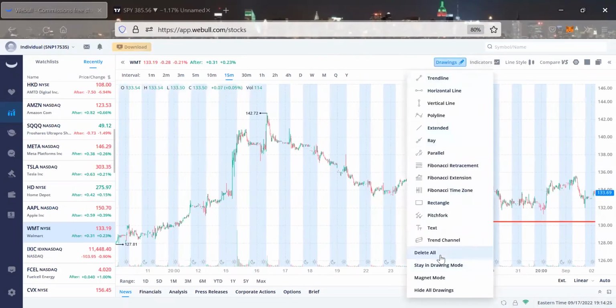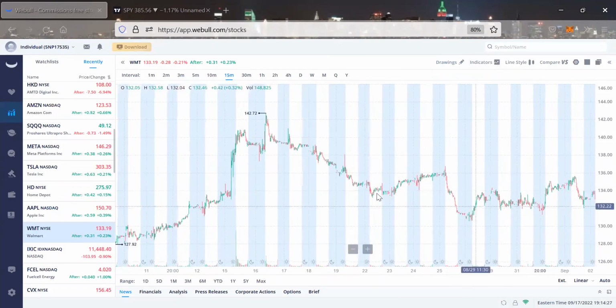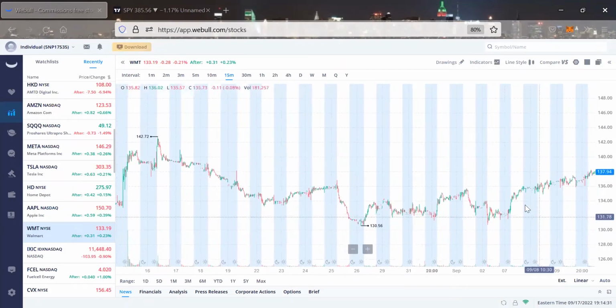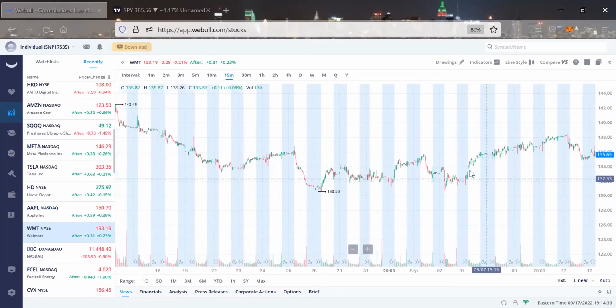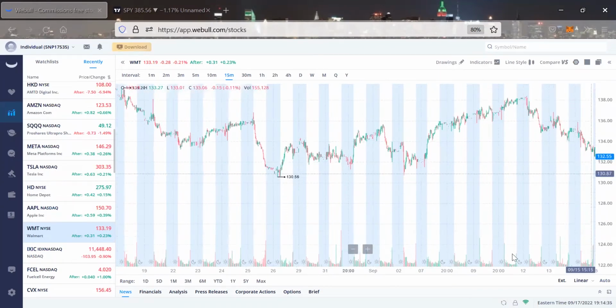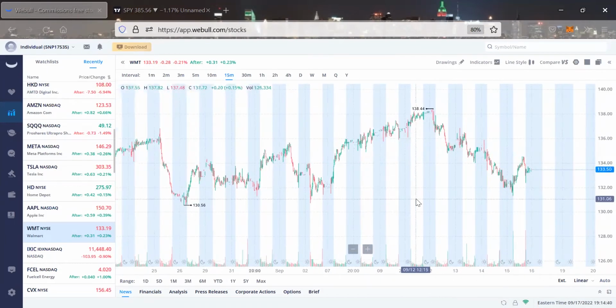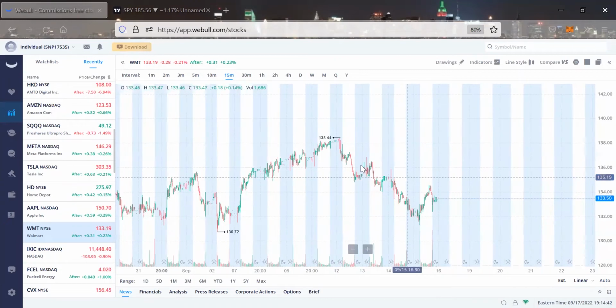So I want to go straight right to it. Today we're gonna talk about price and why it moves the way it moves, also known as liquidity. I had to redo the first video because I thought I was recording when I was drawing the stuff, so I'm just gonna draw it on the chart. As you can see here, we have Walmart in the 15-minute.